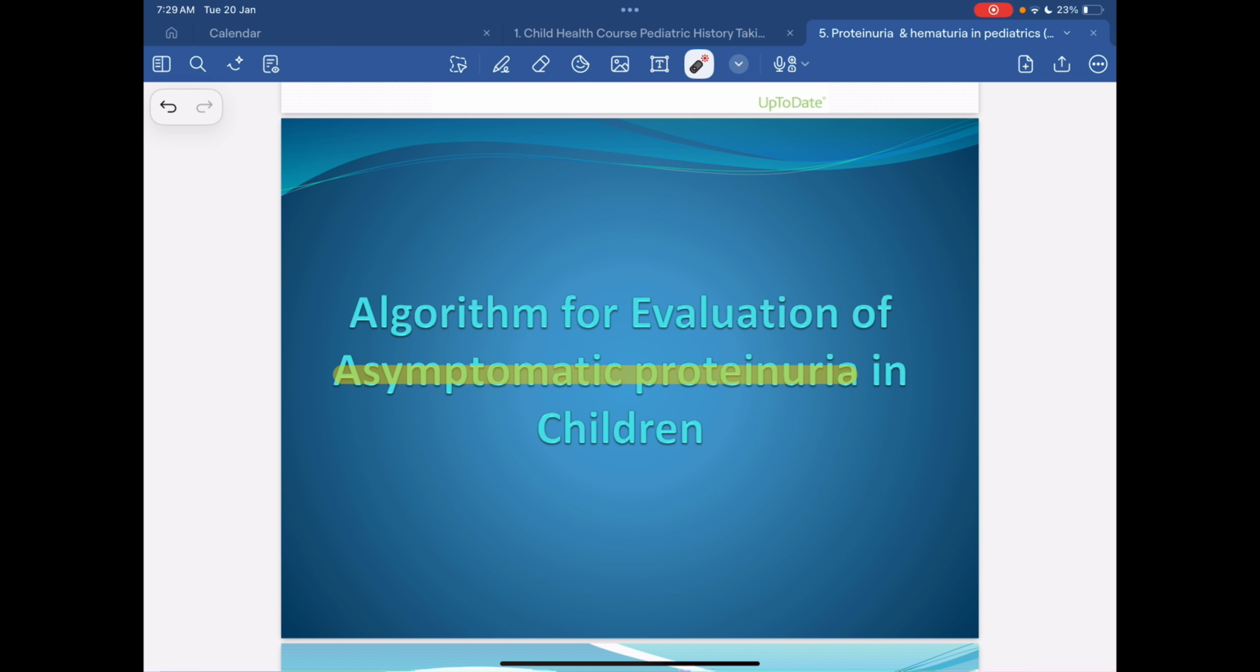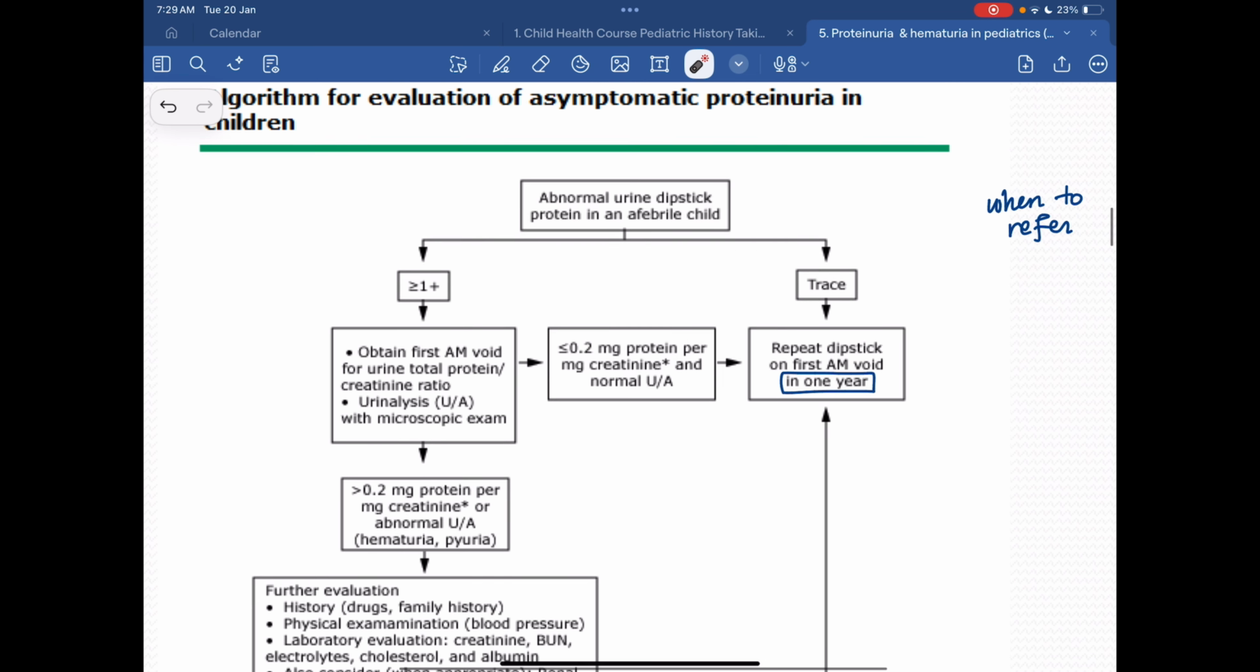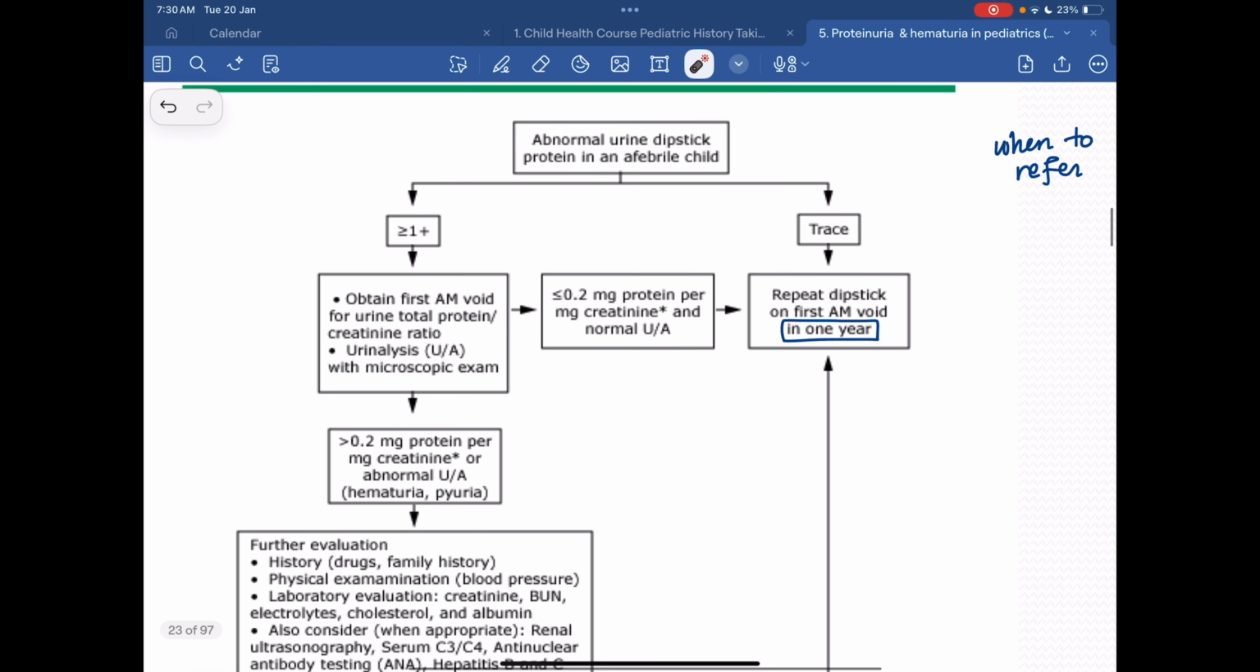Here is an algorithm for evaluation of asymptomatic proteinuria in children. So this was found on a routine dipstick test: an abnormal urine dipstick protein in an afebrile, asymptomatic child.